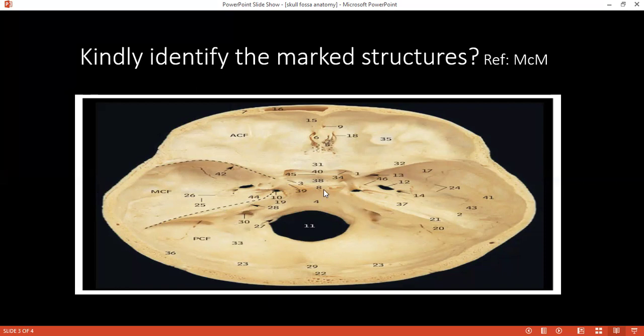Okay, if you can identify number 8 over here, please. Dorsum sellae. Yes, and 34, please. Like the opening of the optic canal. Okay, so what passes through it? The optic nerve and ophthalmic artery. Okay, and anything else? Maybe a meningeal vein. No.